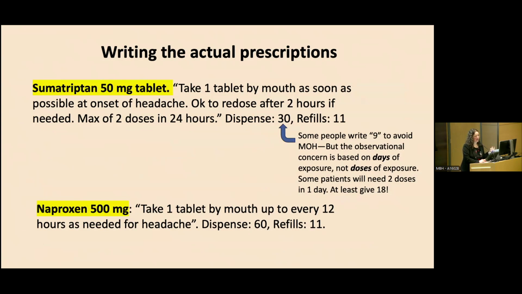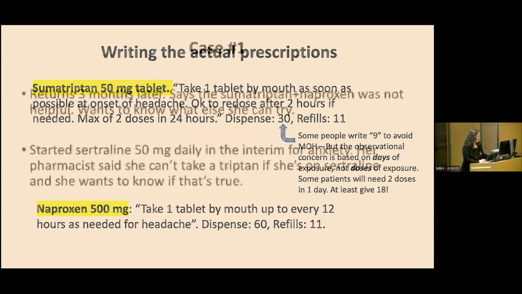A lot of people will write 9, and I know that they're trying to avoid medication overuse headache, but that observational data is from days per month, not doses per month. And some people will need to take 2 doses during an attack. And so at the very least, give them 18 so that they could take 2 doses. But with copays being what they are, I think it's best to give them as many as they can get on a single copay. So I write for 30 and put in the refills. And then I write for the naproxen separately.